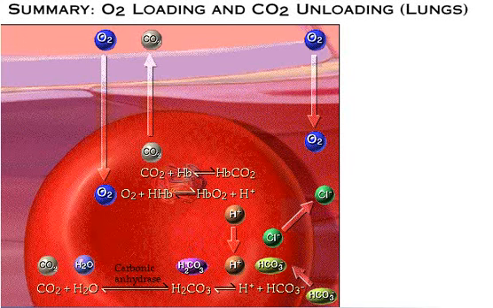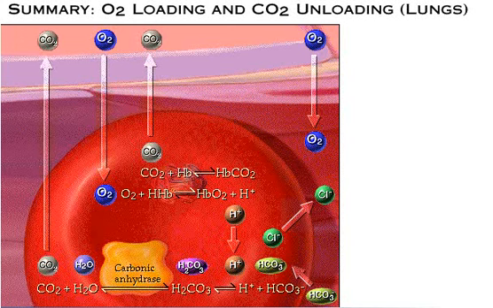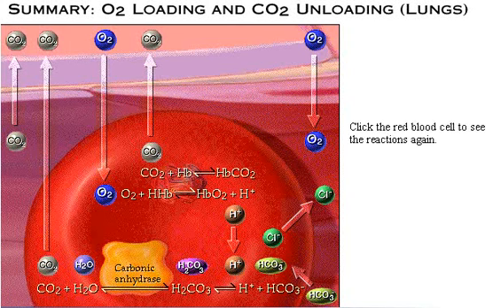Carbonic acid then breaks down into water and carbon dioxide, catalyzed by the enzyme carbonic anhydrase. The water produced by this reaction may leave the red blood cell or remain as part of the cytoplasm. The carbon dioxide diffuses out of the red blood cell into the plasma and then into the alveoli. The small amount of carbon dioxide transported in the plasma diffuses into the alveoli. To see the reactions again, click the red blood cell.